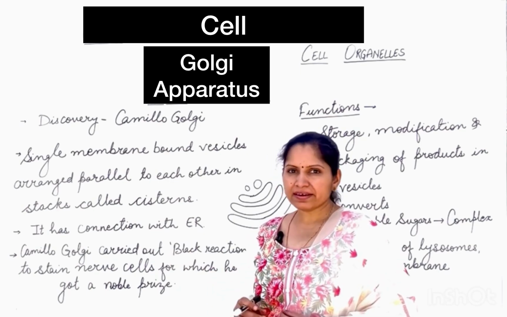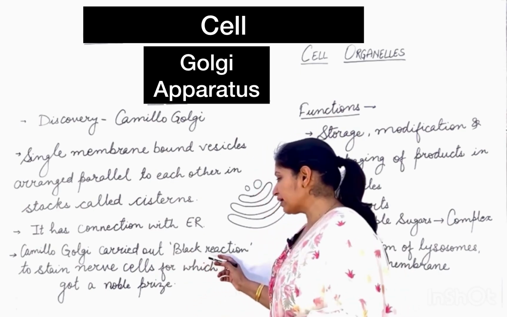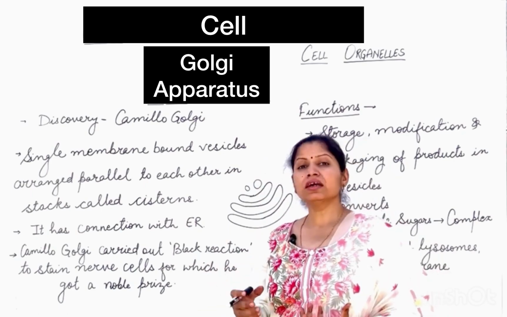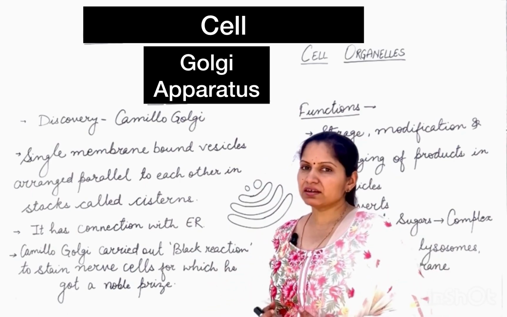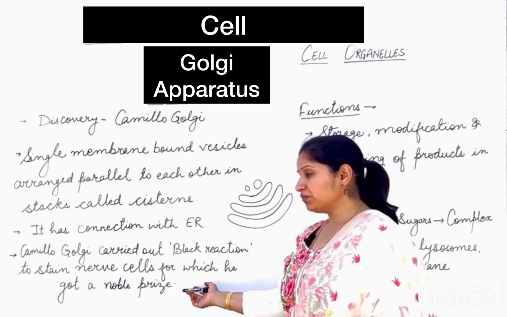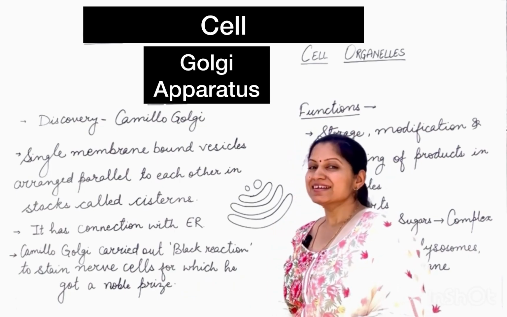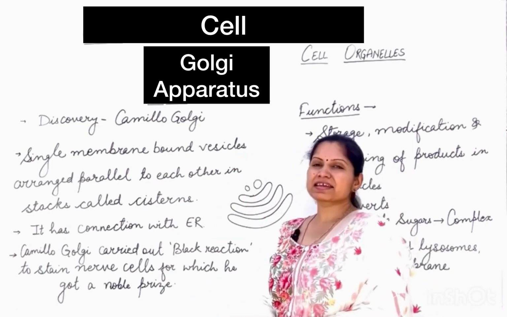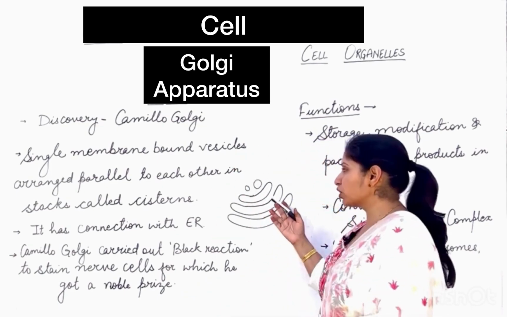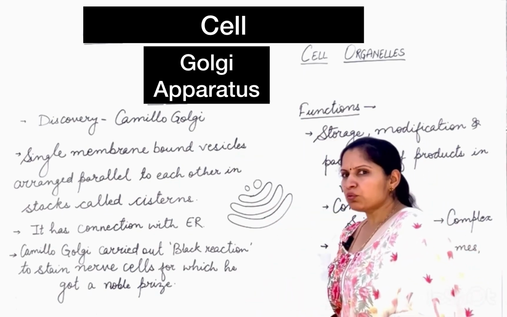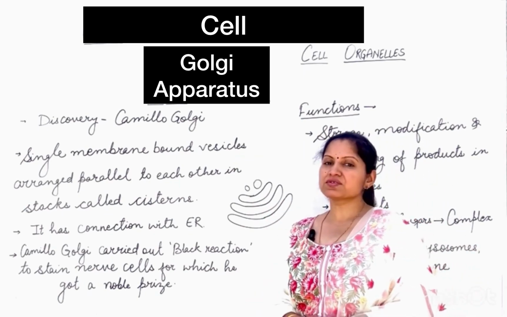The reaction that he carried out is known as the black reaction, which helps to study the nervous system by staining a neuron. So he even got a Nobel Prize for that. So it was the great scientist Camillo Golgi who discovered the Golgi apparatus. Now, what is the Golgi apparatus and what is its function?